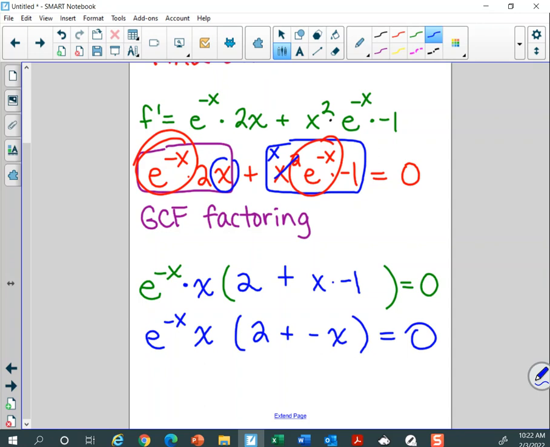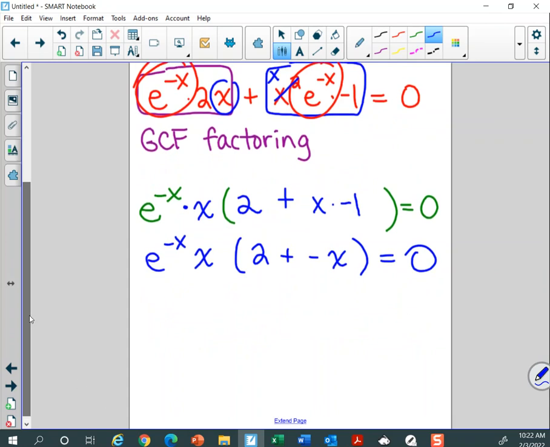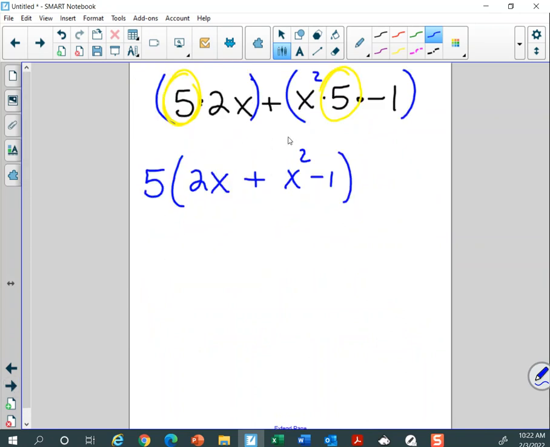All right. Now, let's let that percolate for a minute. We factored stuff out of both chunks. We factored e to the negative x out of both chunks. We factored x out of both chunks. Just like if we were looking at this, we would factor a 5 out, and we would factor an x out, and we would be looking at something similar. It's just a scarier looking 5.